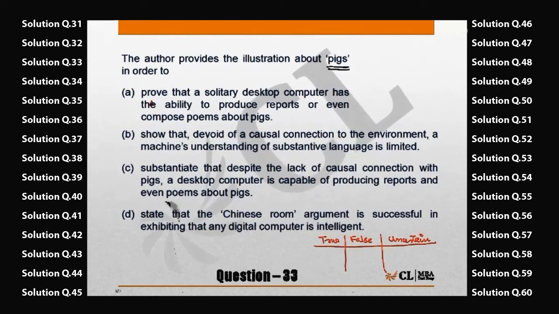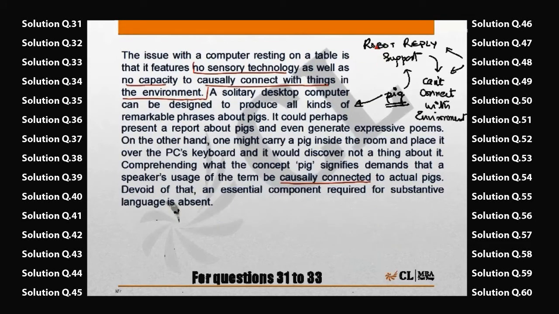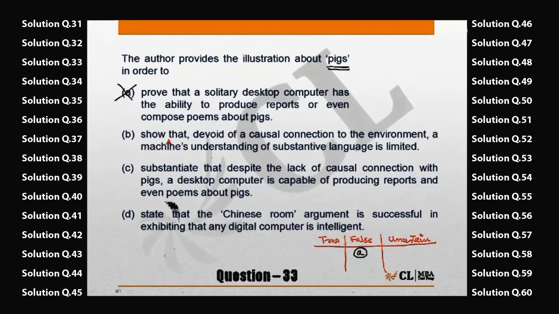Let's look at A. Prove that a solitary desktop computer has the ability to produce reports or even compose poems about pigs. False. Clearly. Why? Because we are looking at one of these two. The author brought in pigs to support the robot reply. Option B. Show that devoid of a causal connection to the environment, a machine's understanding of substantial language is limited. This looks absolutely true. This is exactly the position that we identified, but let's check C and D.